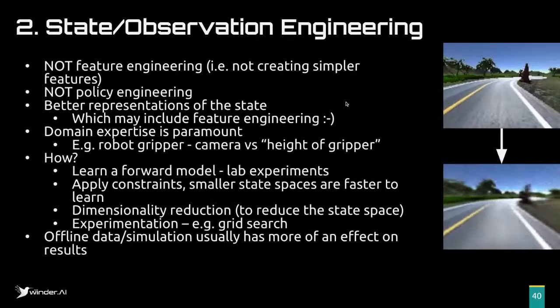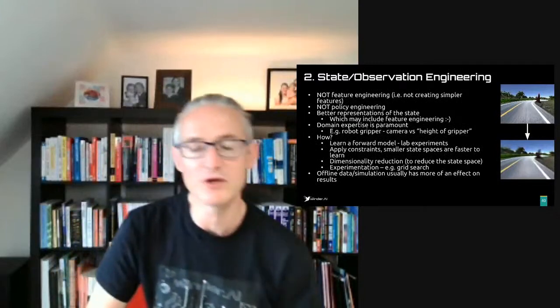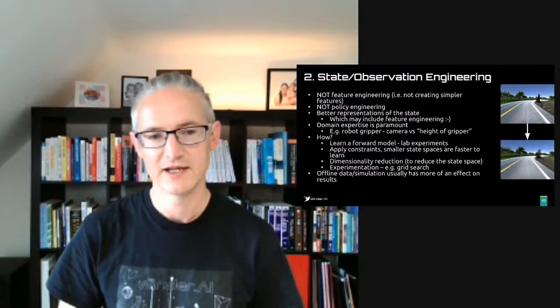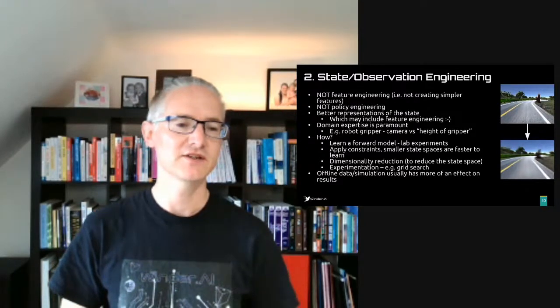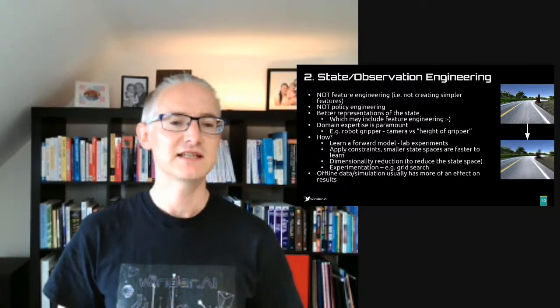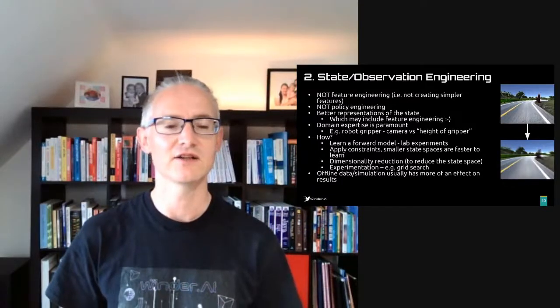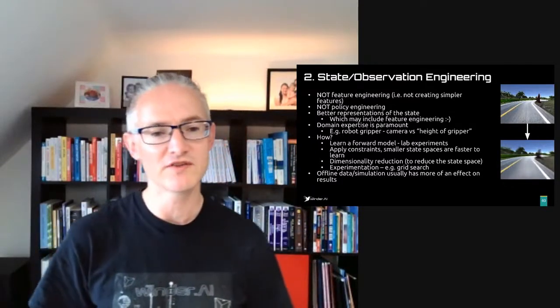Okay. So once we've moved past the first part, which is understanding the environment and attempting to present a good simulation, then we need to figure out whether we can observe it properly. And the next most important phase here is what I call state or observation engineering. It's not really talked about so much in the literature or in the books, but it's similar to feature engineering, but it's not feature engineering. I'll talk about that in a second. But it's also not policy engineering either.